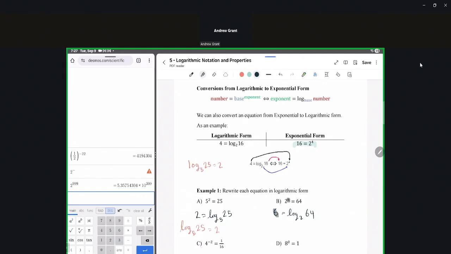There's the 6. The base of 2. And equals to the number is the number.